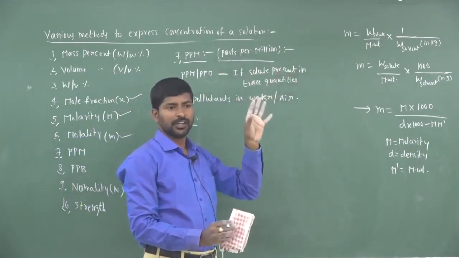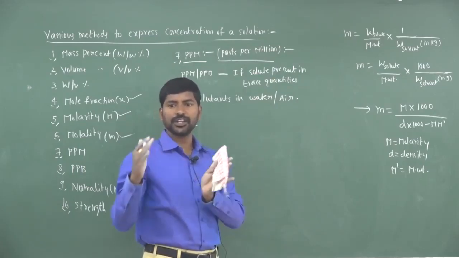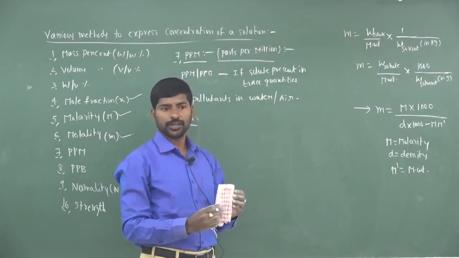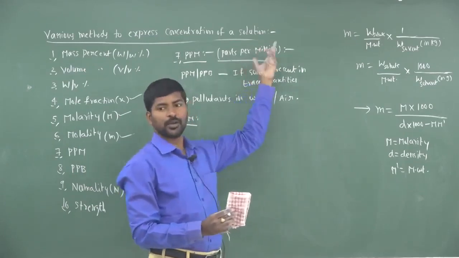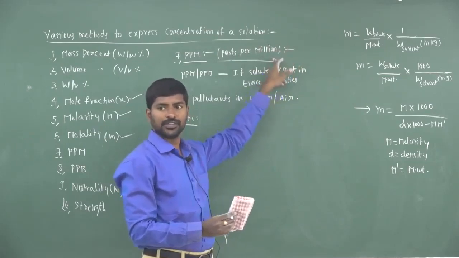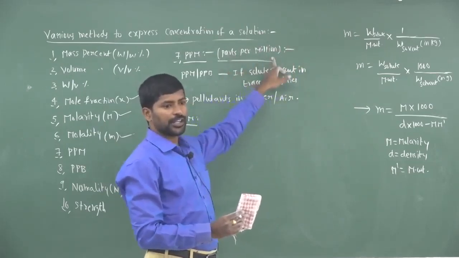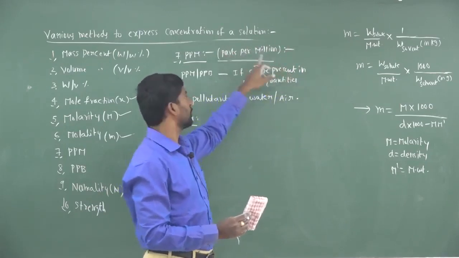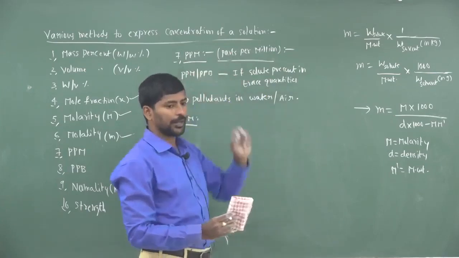Percentage is the weight by weight percentage: the weight of solute present in 100 grams of solution. Percent means we take 100 parts of solution. Here, million means we take 10 power 6 parts of solution. In 10 power 6 parts of solution, the number of parts of solute present is called ppm.